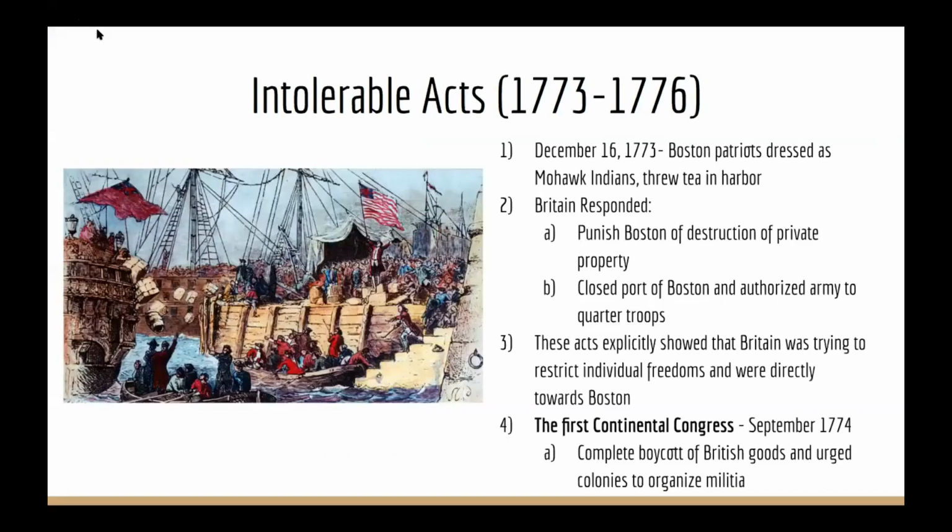And next. So because there was still a tax on tea, in December 1773, Boston Patriots actually dressed as Mohawk Indians and they threw tea in the harbor. And this is obviously what's known as the Boston Tea Party. So Britain was really upset, especially since they'd lost numerous amounts of tea and their ship was basically destroyed. So they wanted to punish Boston for the destruction of private property. So they passed the Intolerable Acts, which closed the port of Boston and allowed the army to quarter troops.